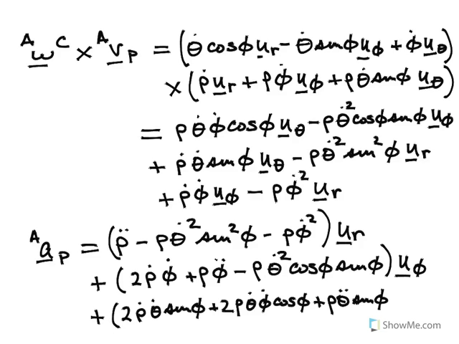So I have 2 rho dot theta dot sine phi plus 2 rho theta dot phi dot cosine phi plus rho theta double dot times the sine of phi, multiplied by u_theta. And that gives me the entire expression for the acceleration of point P in reference frame A expressed in this basis that I've defined as a spherical basis through spherical coordinates, which are defined through a displacement and two angles. So let's summarize this.